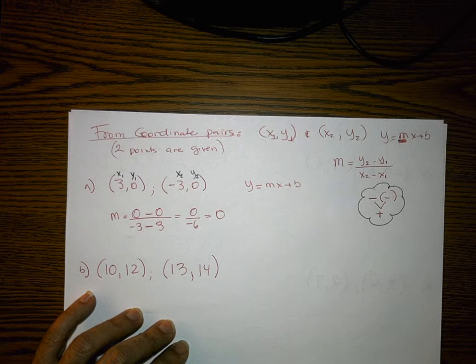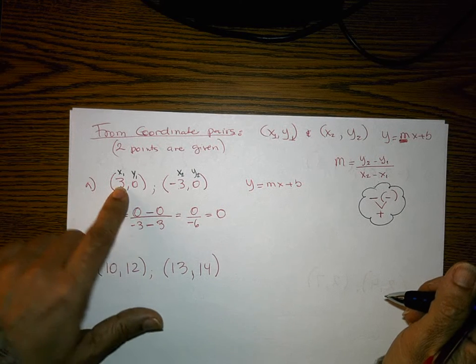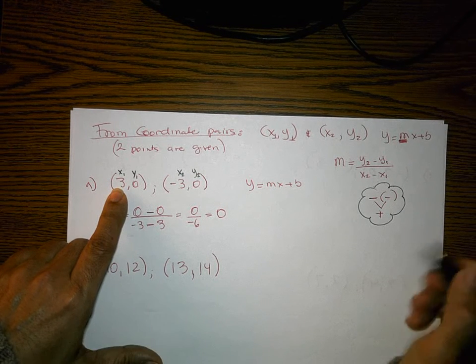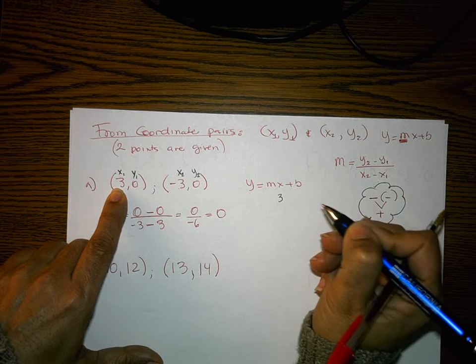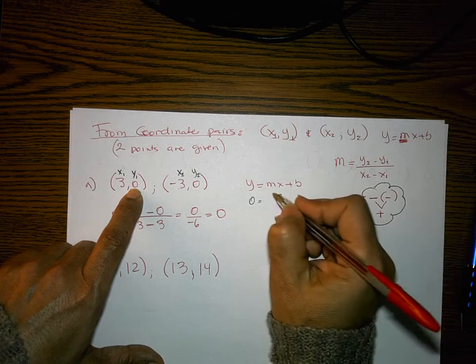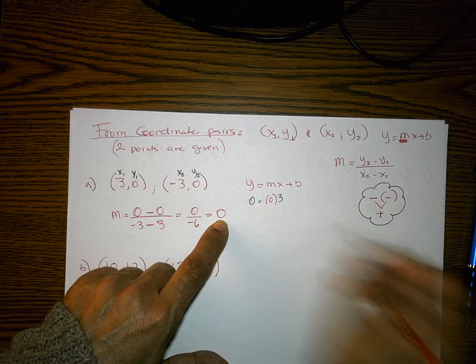Okay? So I'm going to pick 3, 0, just to see what happens. 3 is the x value. 0 is the y value. And my slope is 0. So here we go, 0, plus the b value.